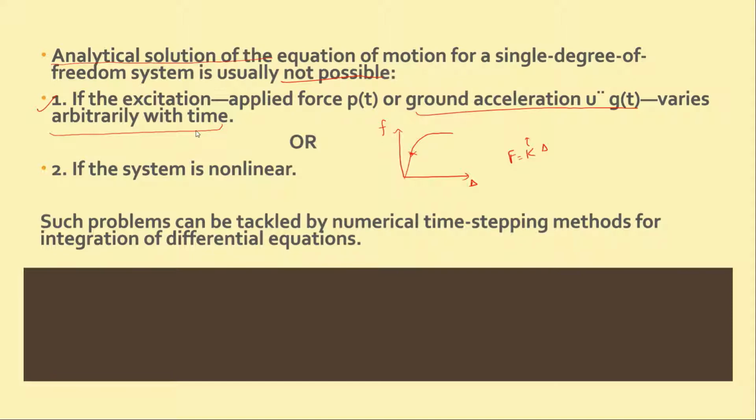But what is K? We know that the tangent to it is the K. K is the tangent to this, because if you make any angle theta, then tan of theta would be F by delta. Therefore we can say that K is the slope of that.